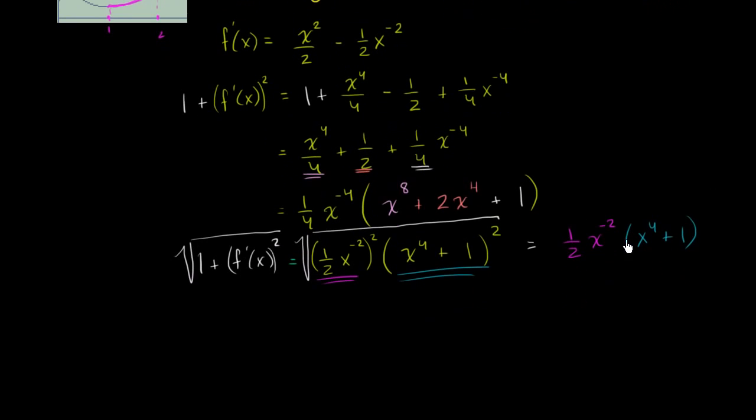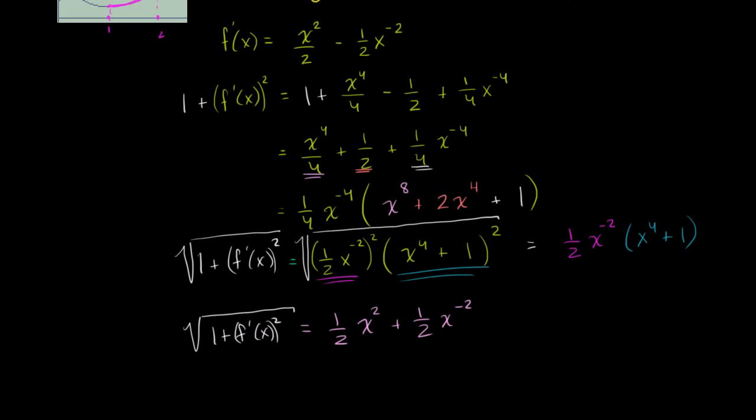Or I could actually, now that I did all of this to put this in a form that I could recognize, now I can distribute things back. This is going to be equal to 1/2 x to the negative 2 times x to the 4th is x squared. 1/2 x squared plus 1/2 x to the negative 2. Let me rewrite this. So that's the square root of 1 plus f prime of x squared.